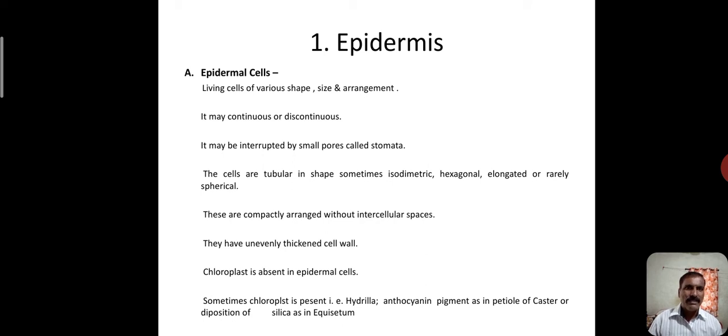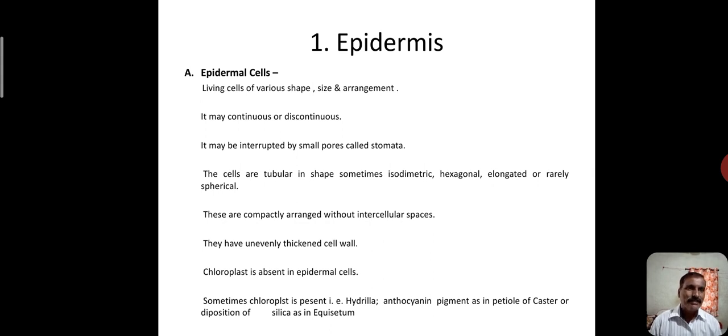They have unevenly thickened cell walls. Chloroplast is absent in epidermal cells. These are protective in function, so there is complete absence of chloroplast. Sometimes chloroplast may be present, for example in the case of Hydrilla. Hydrilla is a hydrophytic plant which lives in water. So in its epidermal cells there is also presence of chloroplast.